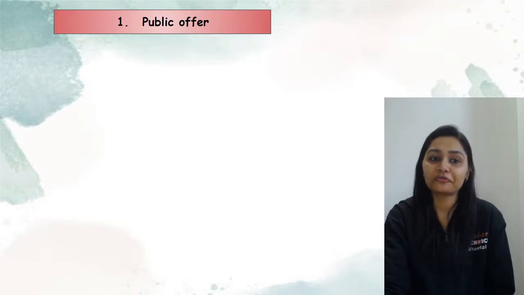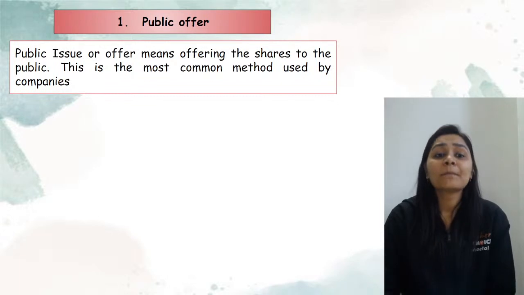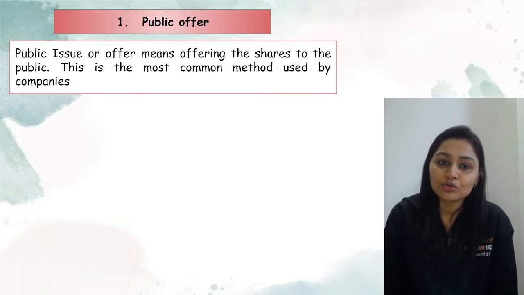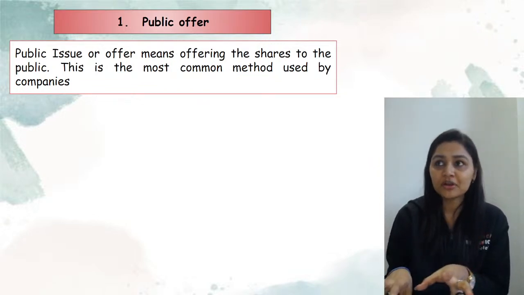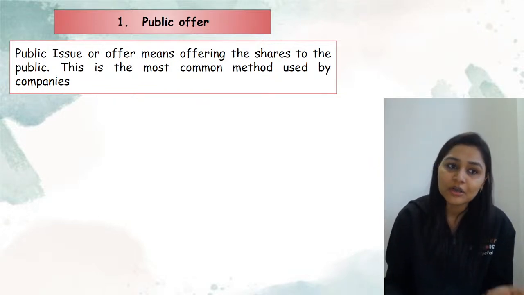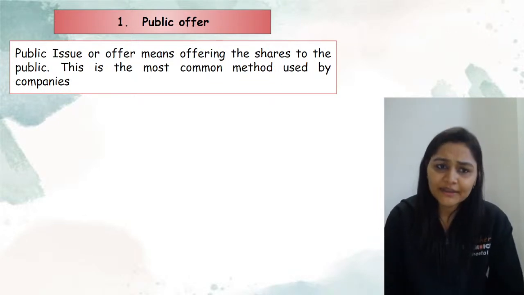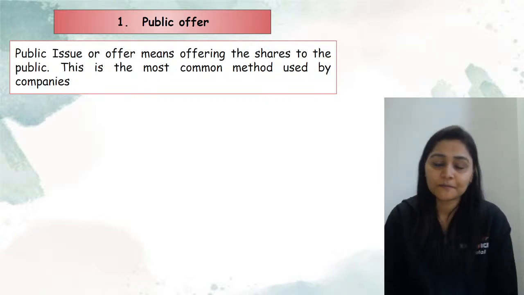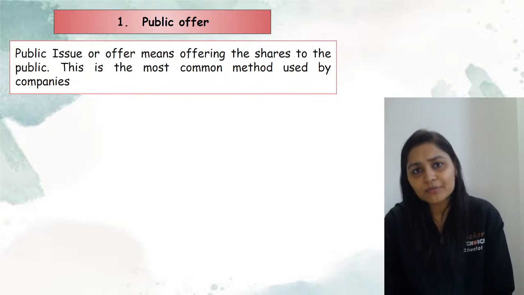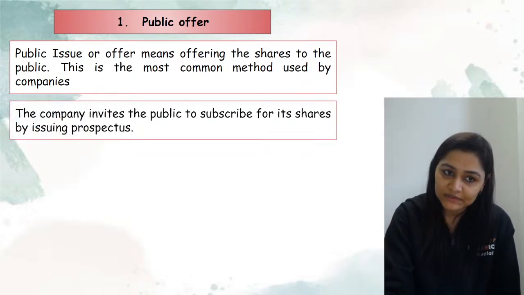Let's begin with the first method, that is public offer. What do we mean by public offer? Public offer या public issue means making the shares available to the public. Offer to the public, public offer. Issuing of the shares to the public, public issue. So public issue or public offer means offering the shares to the public. This is the most common method which is used by a lot of companies.